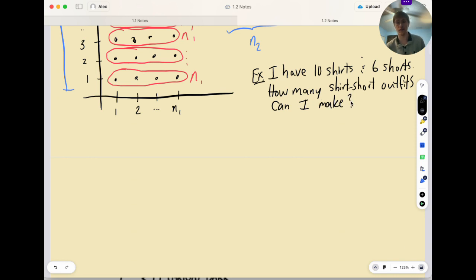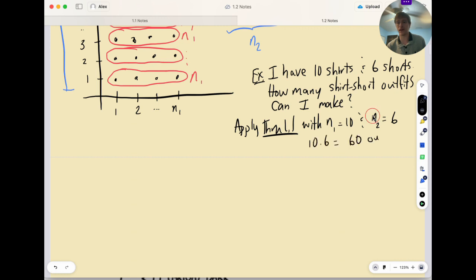And the answer, well, just apply Theorem 1.1 with n1 equaling 10 and n2 equaling 6. And then there are going to be 10 times 6, or 60, different outfits.